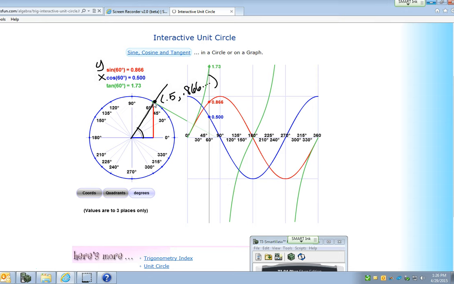If you notice, the 60-degree marker goes up, and then there's a red line down and a blue line over. That is forming a right triangle. So this piece right here, that's the x value over, that equals cosine. And the red piece up, that's the y value. That equals sine.